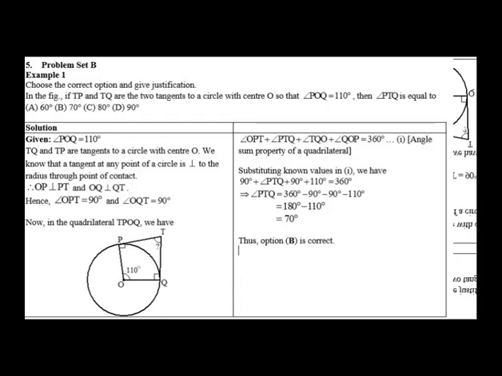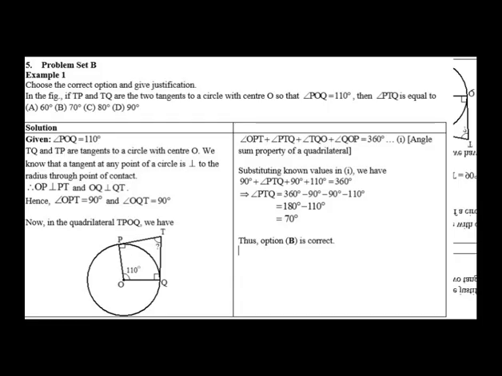Given angle POQ is equal to 110 degrees, TQ and TP are the tangents to a circle with center O. We know that a tangent at any point of a circle is perpendicular to the radius through the point of contact. Therefore, OP is perpendicular to PT and OQ is perpendicular to QT. Hence, angle OPT is equal to 90 degrees and angle OQT is equal to 90 degrees.